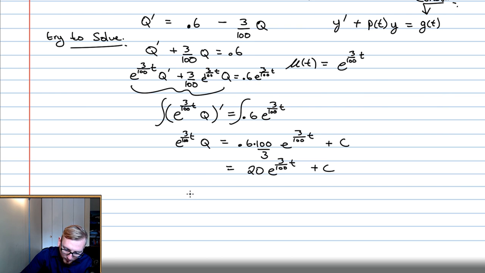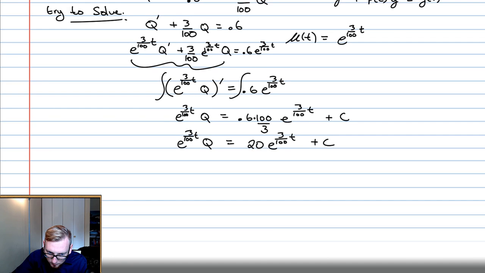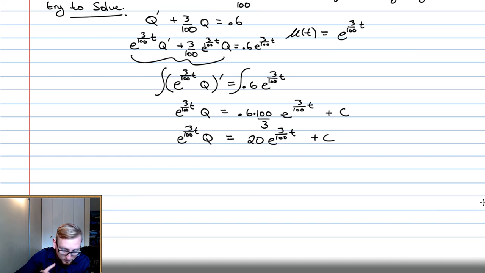And we'll write another line. So e to the 3 over 100 t q. Okay. Now, we multiply by the negative of this to simplify it out a bit. Get q by itself. 20. Well, these cancel out and these cancel out. Plus c e to the negative 3 over 100 t.